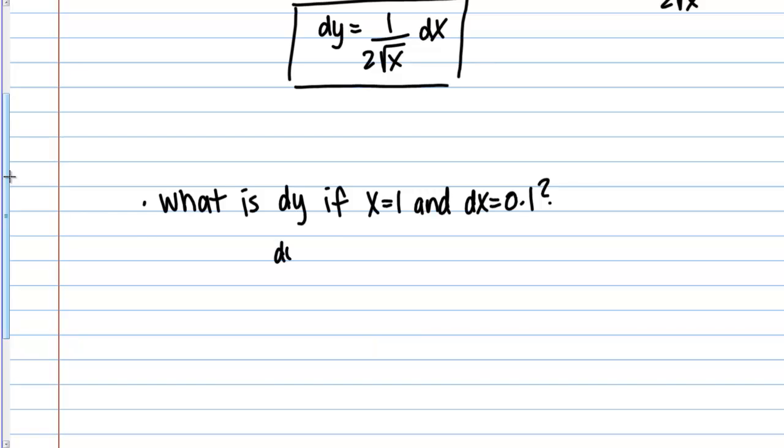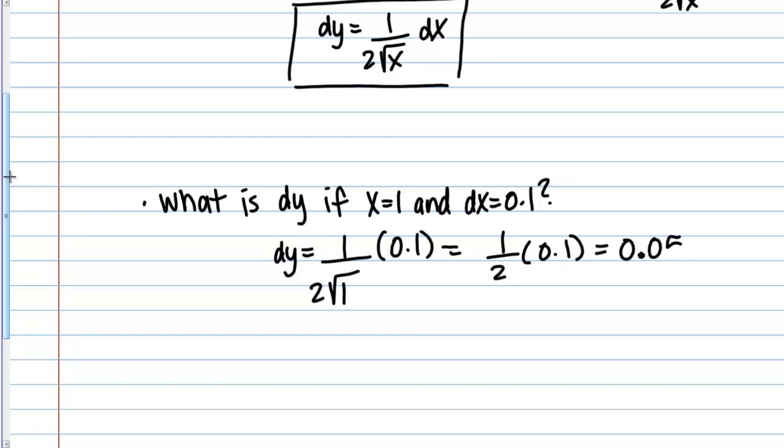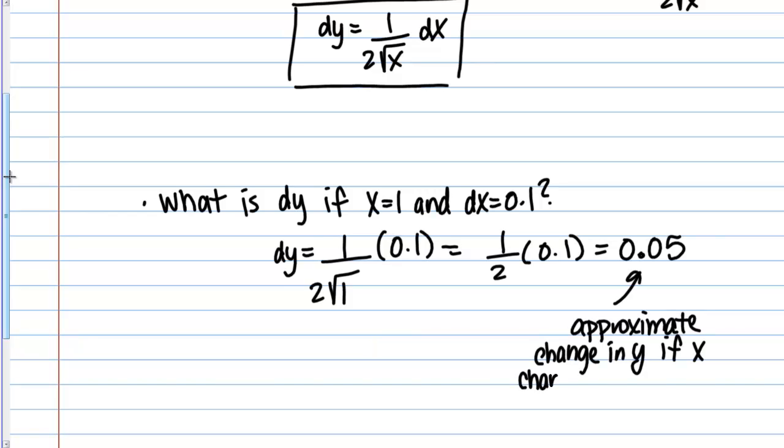Then dy is going to be 1 over 2 root 1, because x is 1, times dx, which is 0.1. So this gives me 1/2 times 0.1, which is 0.05. So this is the approximate change in y if x changes from x equals 1 to x equals 1.1.